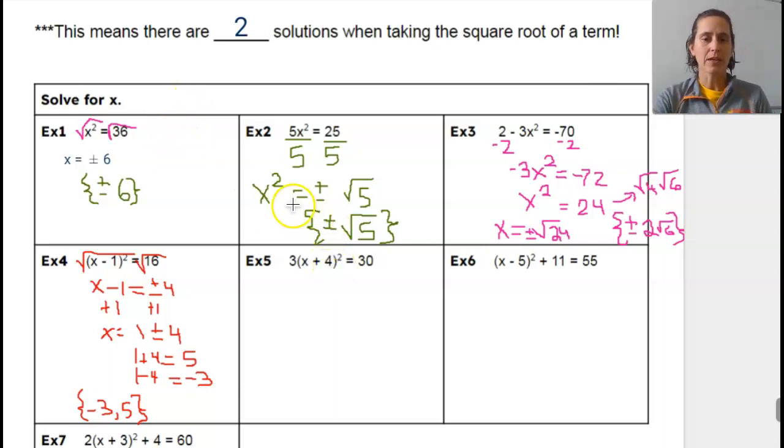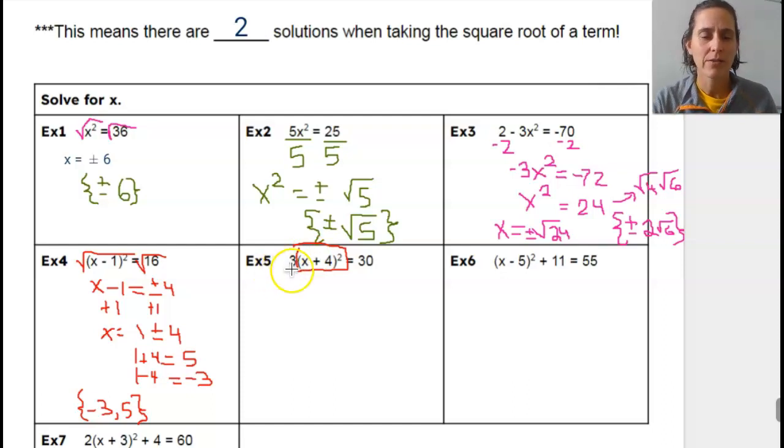In example number 5, you'll notice that this is the part being squared, the x plus 4. Everything in parentheses being squared is what we want to isolate. We're going to keep the x and the 4 together, and we get rid of everything outside of that box.